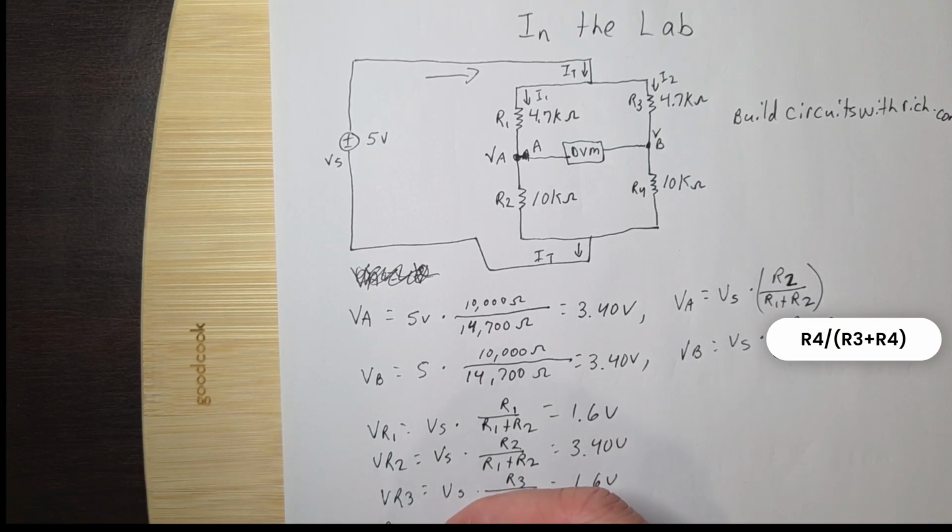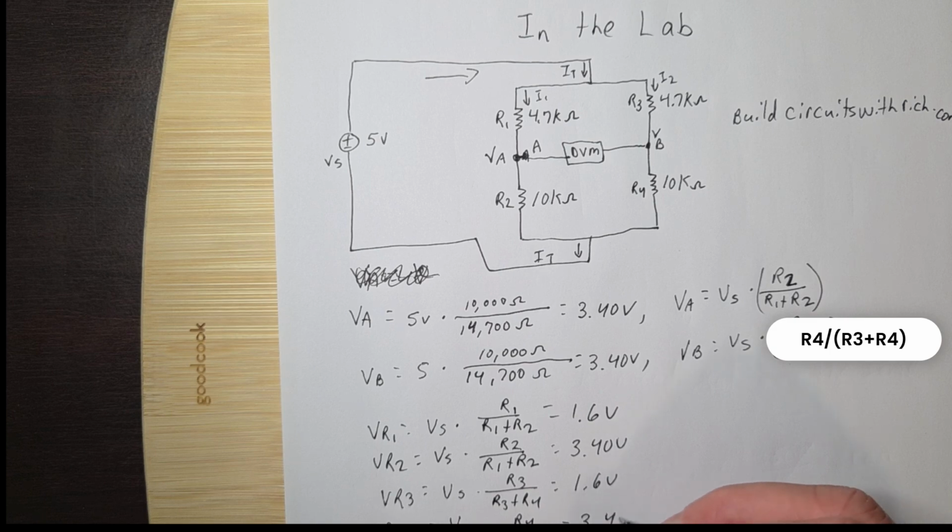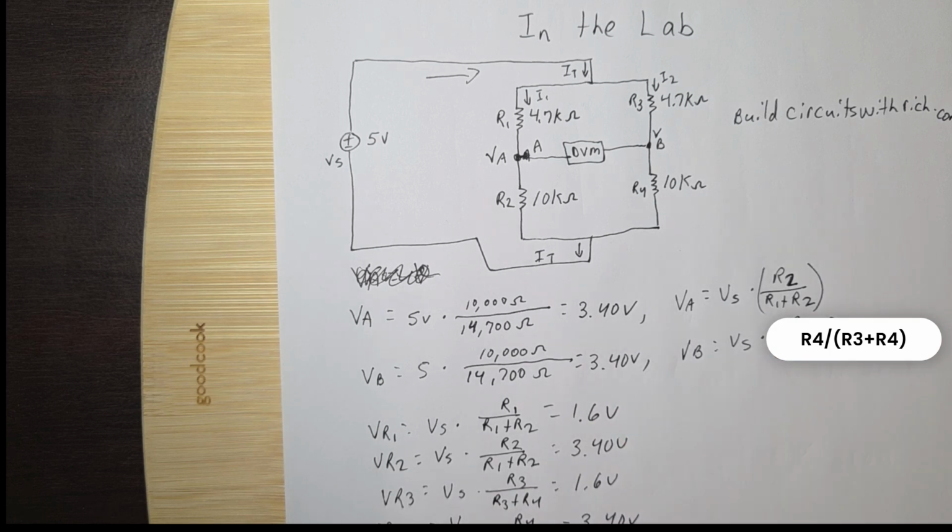And then VR4 is going to equal VS times R4 over R3 plus R4. That's going to be equal to 3.4 volts. So you can see everything's perfectly balanced.